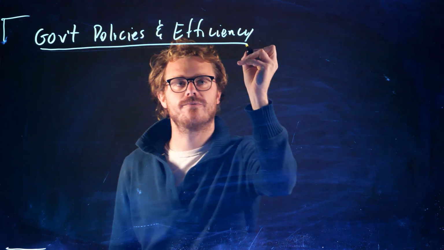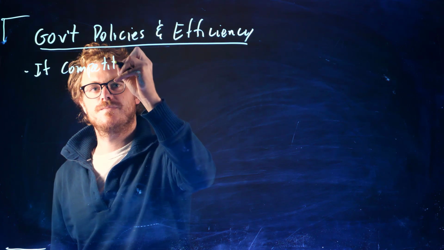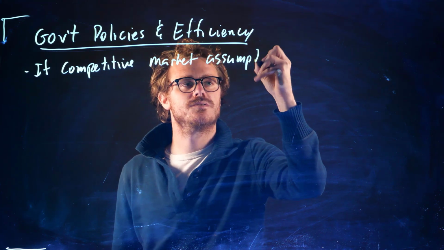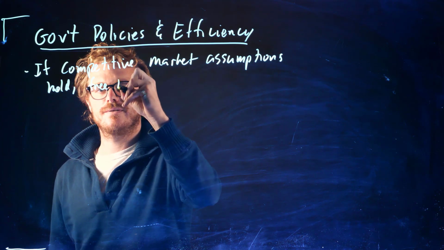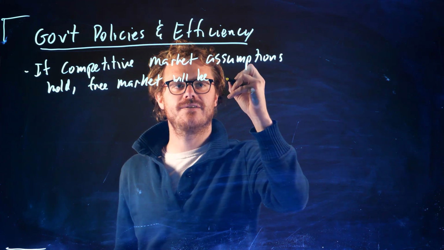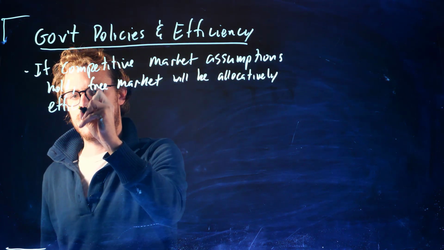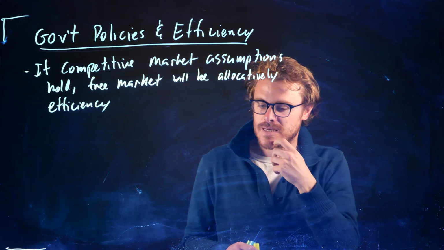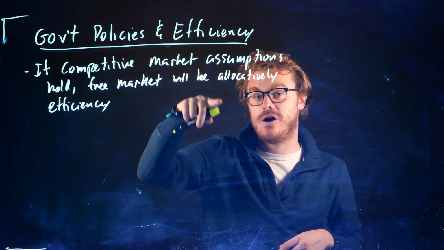So as we just talked about, if competitive market assumptions hold, then the free market will be allocatively efficient. So the free market will get us to that Q star, which maximizes total surplus. But this is a big assumption, and it's actually going to fail a lot, right?